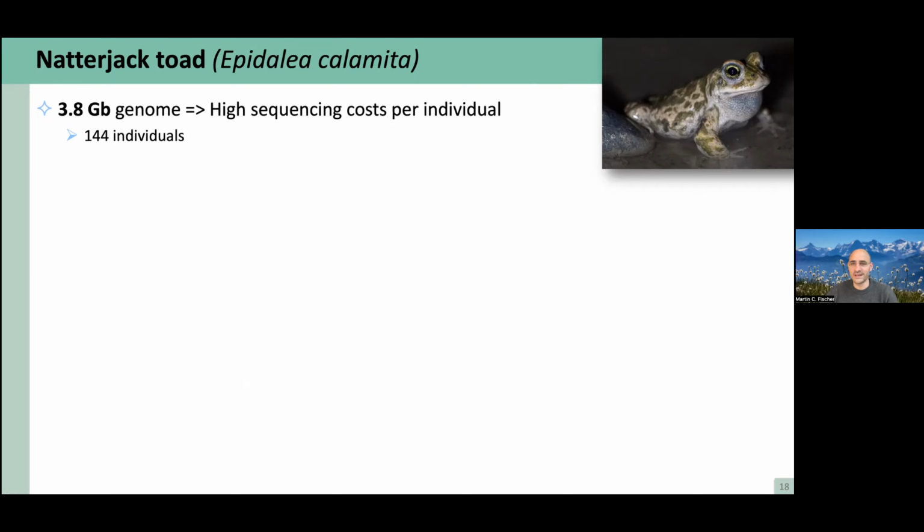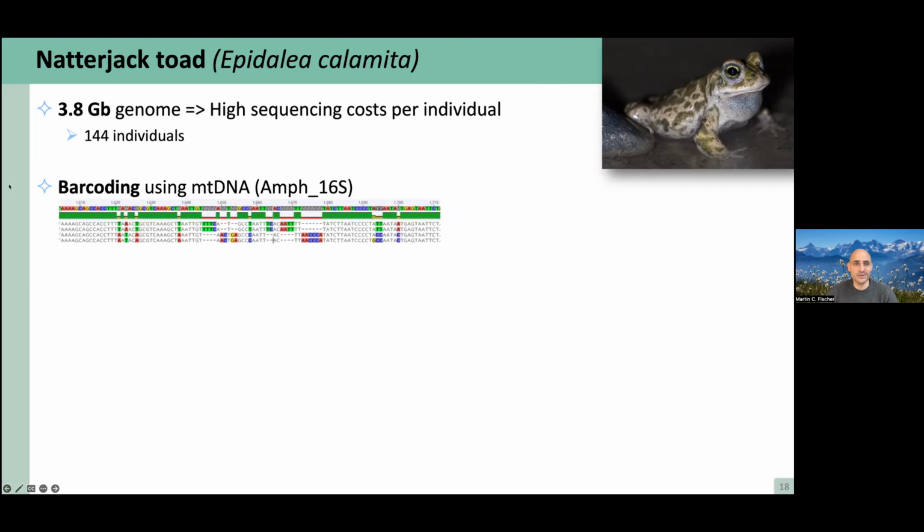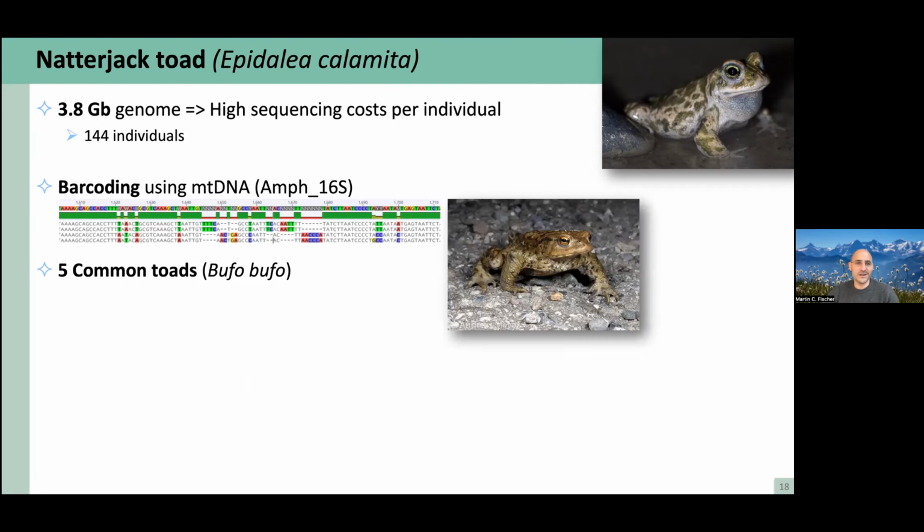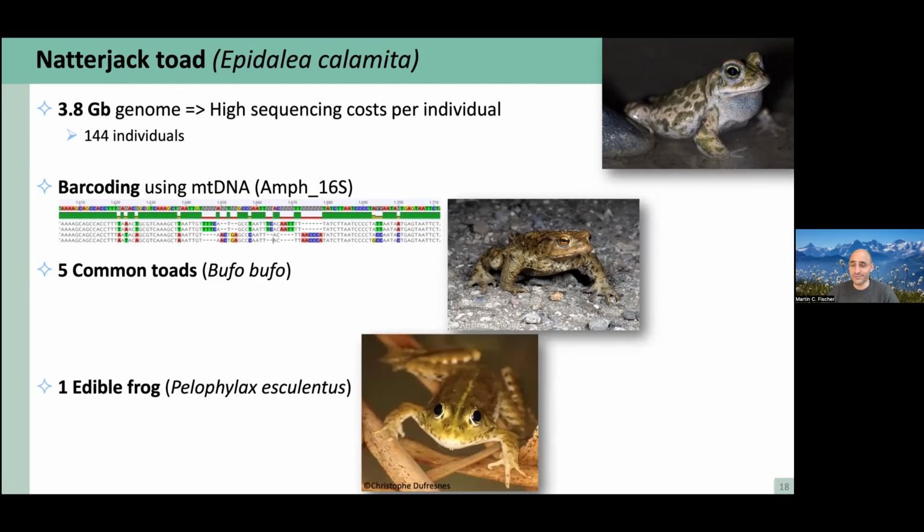Given the bad weather we had, there was a big problem that the breeding of common toad and Natterjack toad were for once at the same time. We were not sure whether there was some mixing in the sampling, because we sampled tadpoles and eggs, and it's very difficult to distinguish them. So we did barcoding before we sequenced these individuals. Out of the 144 individuals, we identified 5 common toads and 1 edible frog, which we excluded from the sequencing, to save a little bit of money.